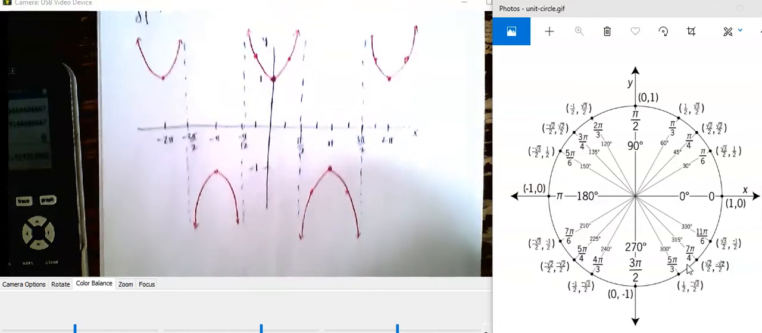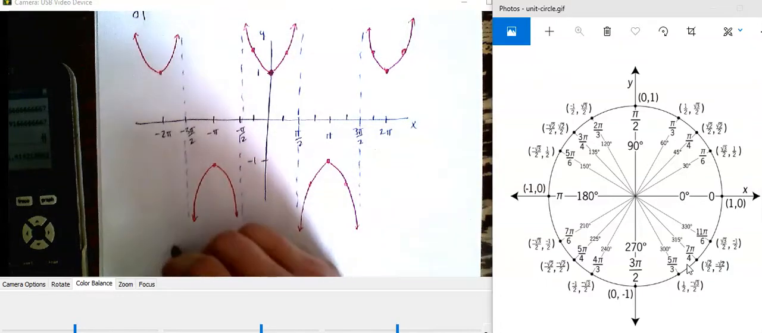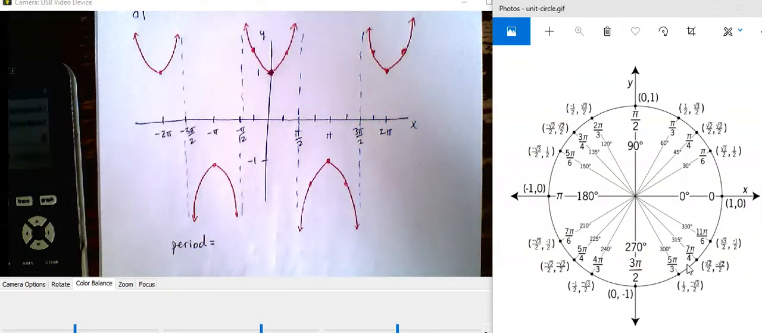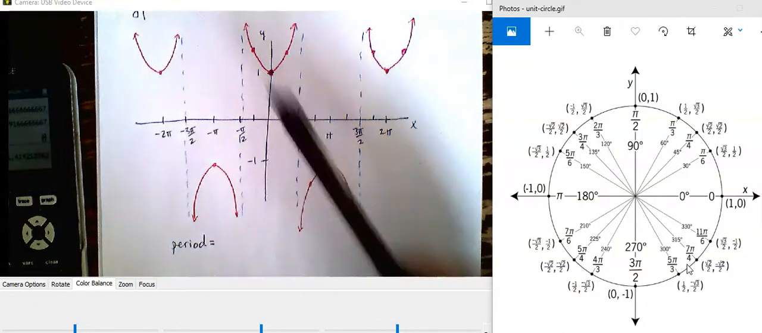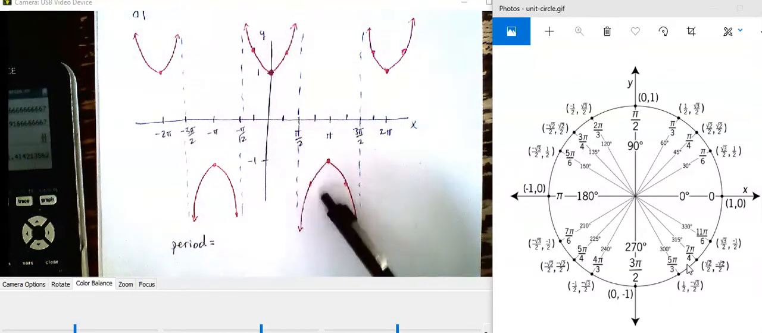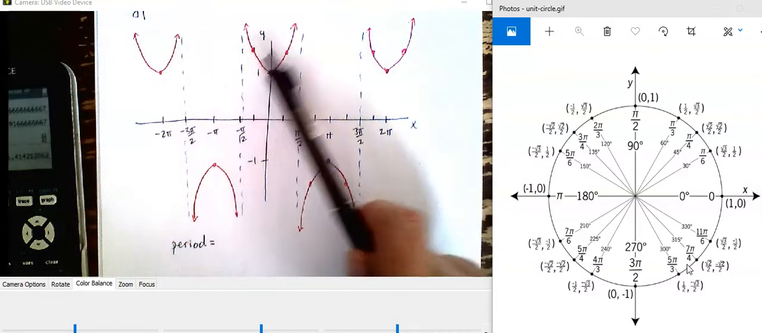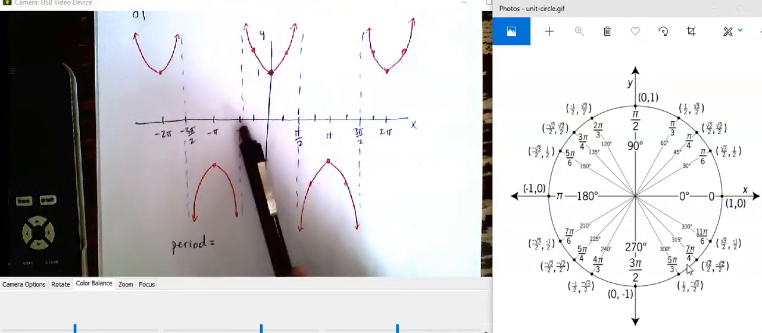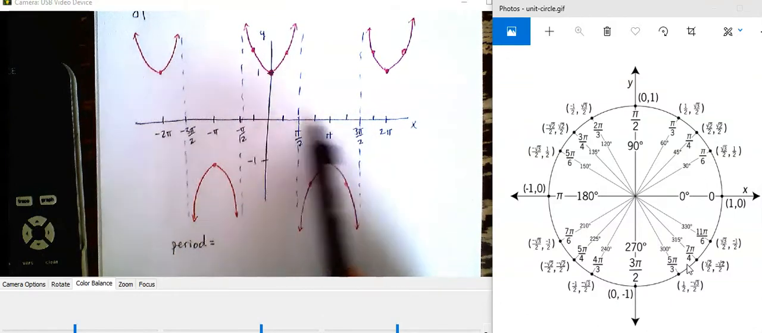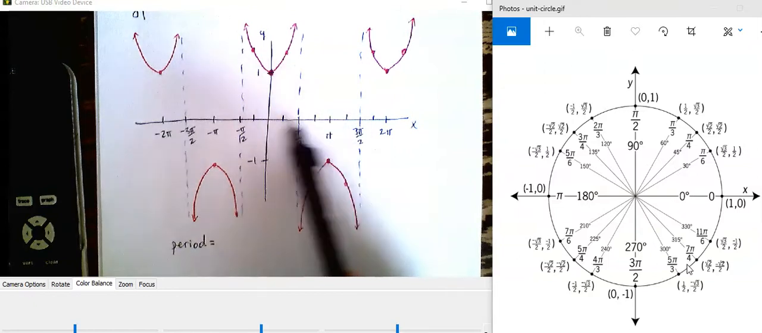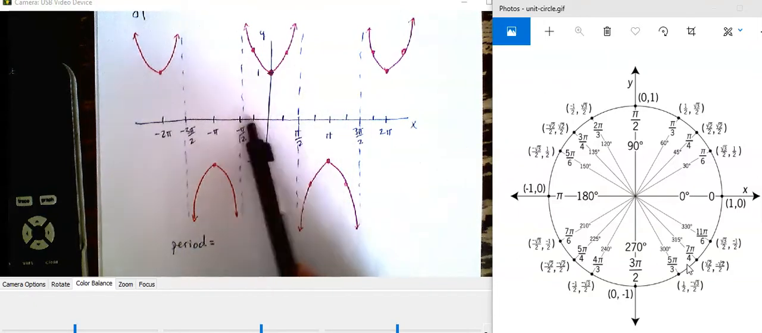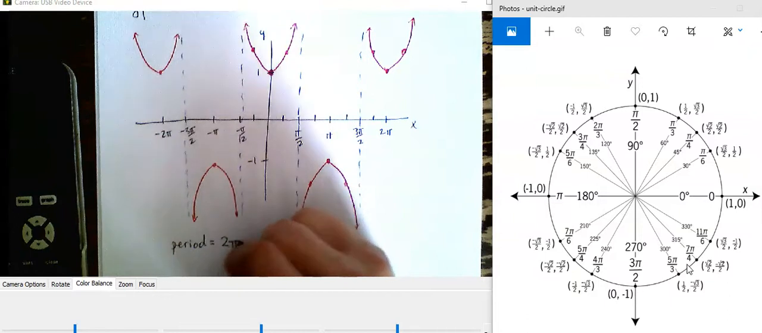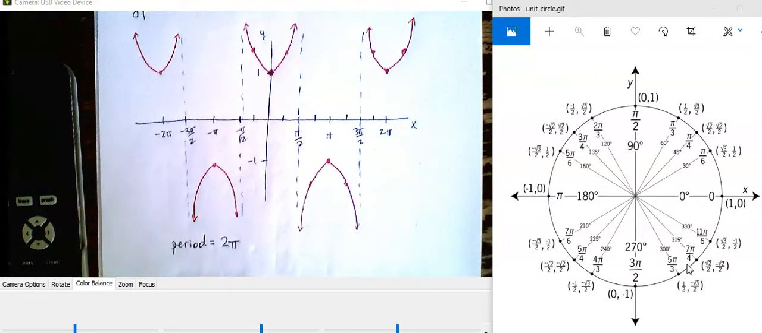All right. So let's look at the period. So when does it start to repeat itself? Well, notice it repeats after when we get back to the upward turning one, right? So we go up, down, and then it starts to repeat up, down, up, down, up, down. So if we look, this distance here is, well, that's 3 pi over 2 and another pi over 2. That's 4 pi over 2 or 2 pi. The period of secant is 2 pi.